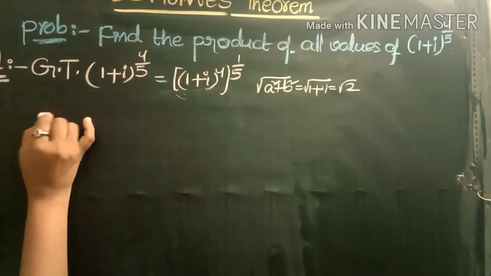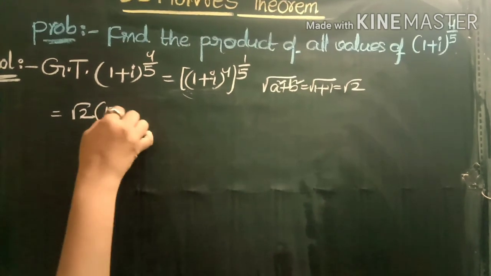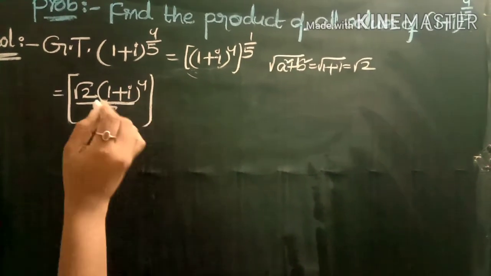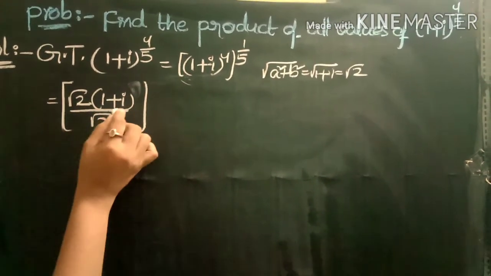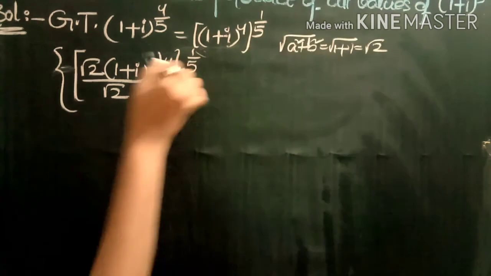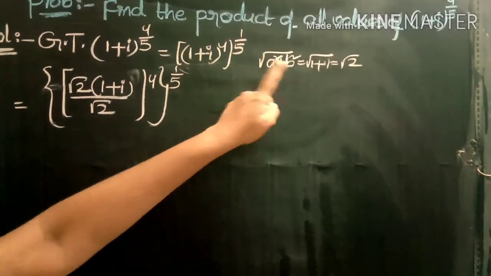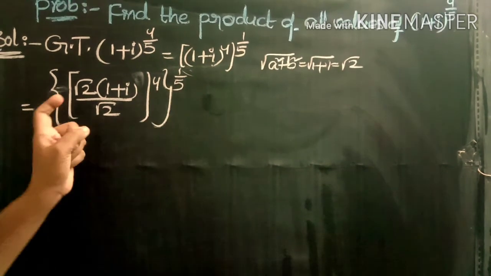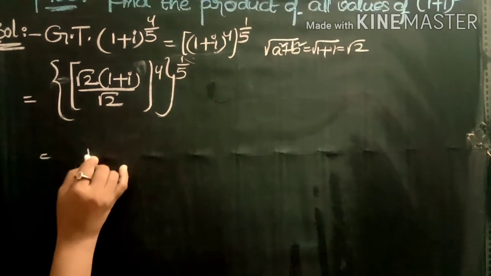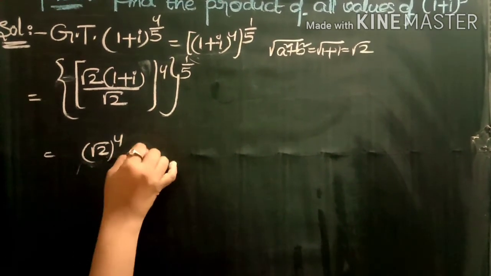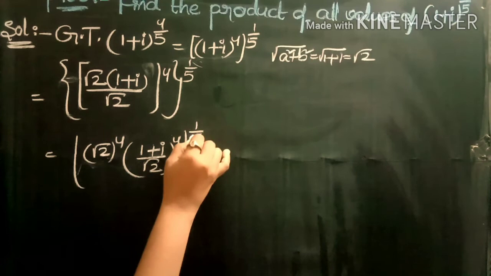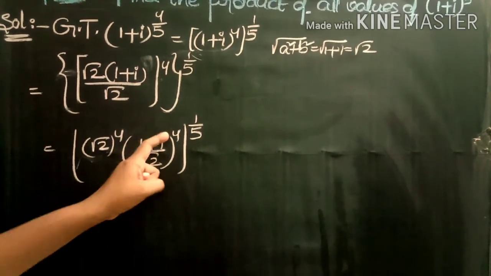Therefore, this is equal to root 2 into, applying that number here, root 2 into (1 plus i) by root 2 whole power 4 whole power 1 by 5. We are applying that number root 2 to this number 1 plus i, that is root 2 into (1 plus i by root 2) whole power 4 whole power 1 by 5. And this is equal to root 2 power 4 into (1 plus i by root 2) power 4 whole power 1 by 5.